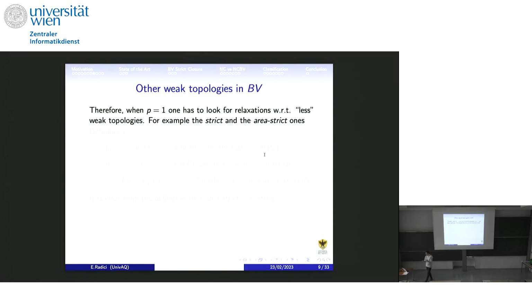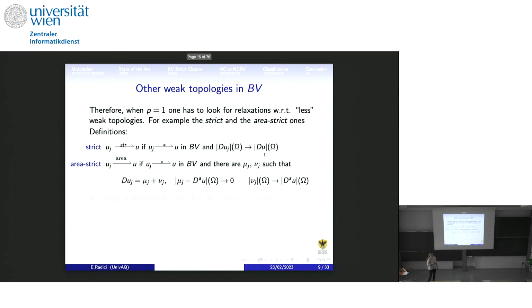So one has to come up with relaxations with respect to less weak topologies in BV. Two good choices, and I will tell you later why these are good choices, are the strict topology and the so-called area strict topology. Strict topology is probably more popular. Basically, you say that a sequence in BV converges strictly to a limit in BV if you have the weak star BV convergence, so u_j converges to u in L1, and the derivatives of the approximations converge to the derivative of u in the sense of measures. But on top of that, you ask that the total variation converges to the total variation. So this is the strict.